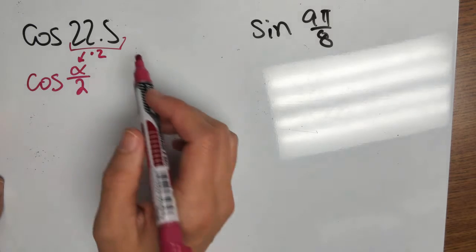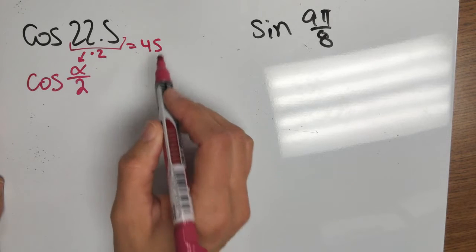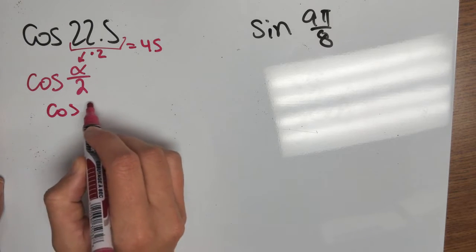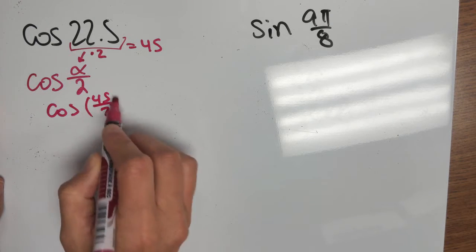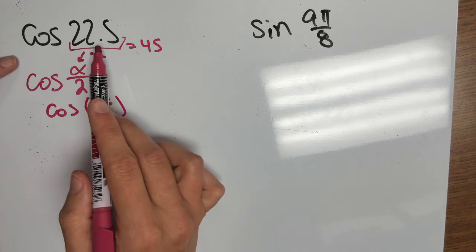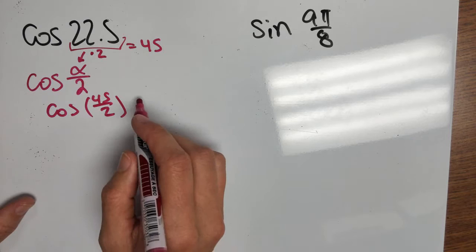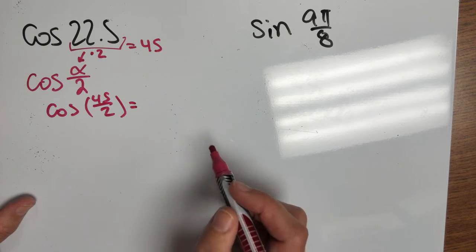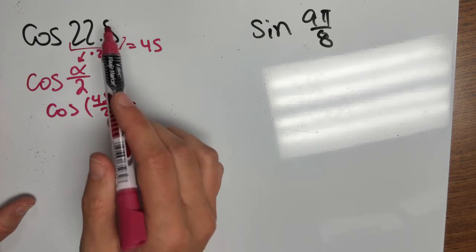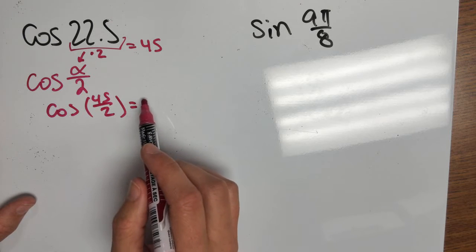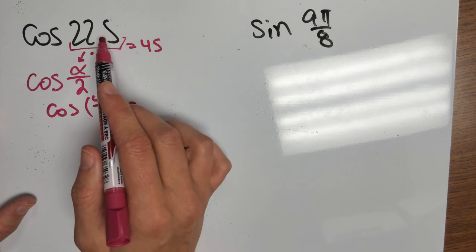So 22.5 times 2 gives me 45. So I'm going to say we're having cosine of 45 over 2. Now if you look, this is no different than the problem I started with, because 45 divided by 2 is 22.5. Now we have to look at the original angle that we were dealing with. That's going to determine if it's a plus or a minus.